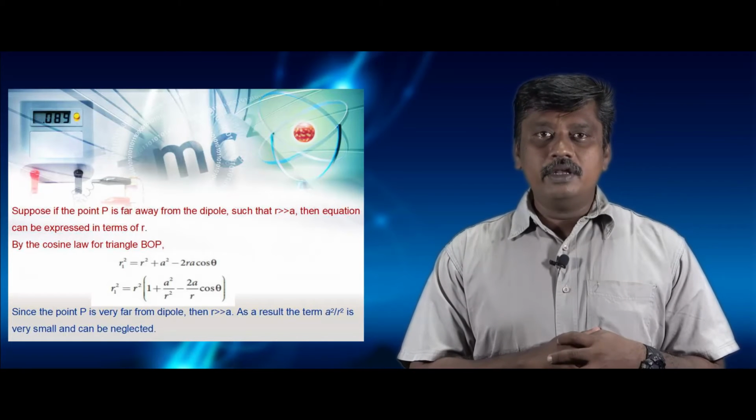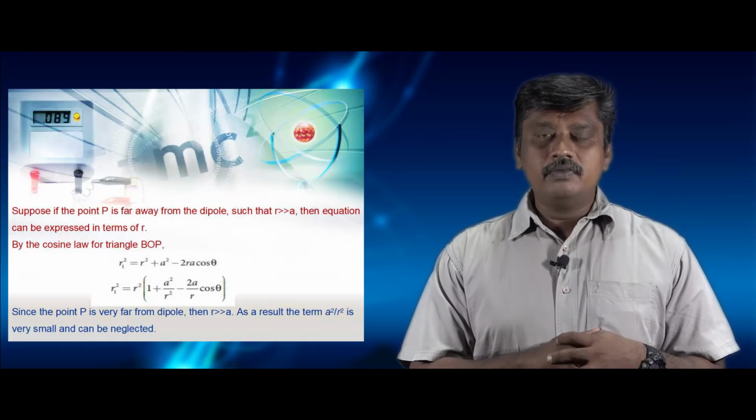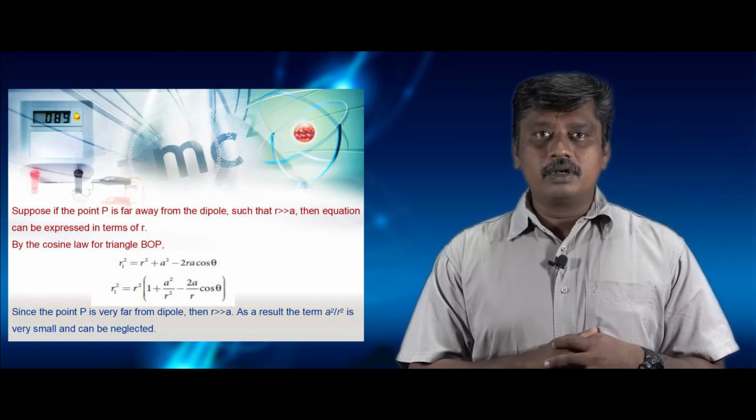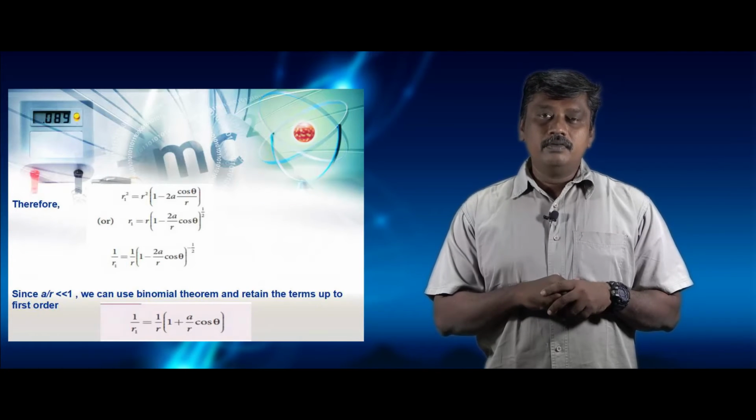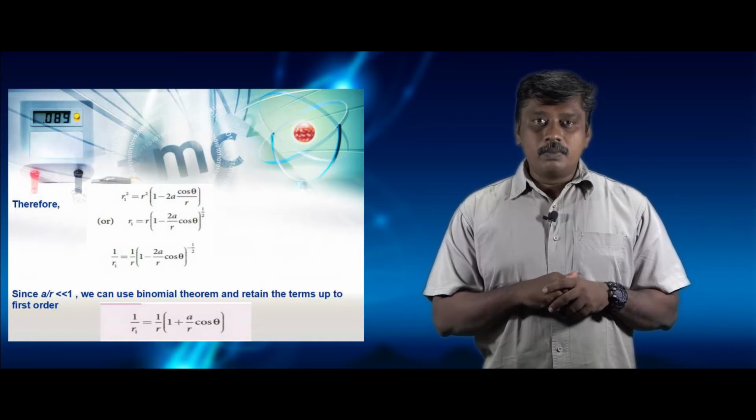Therefore, to find the total potential at P, we find the potential due to plus q and minus q separately. Then we can find the total potential at P. As the next step, we want to find 1 by R1 and 1 by R2. In order to find 1 by R1 and 1 by R2, we can use the cosine law. We apply the cosine law separately for R1 and R2. First we apply the cosine law for R1.